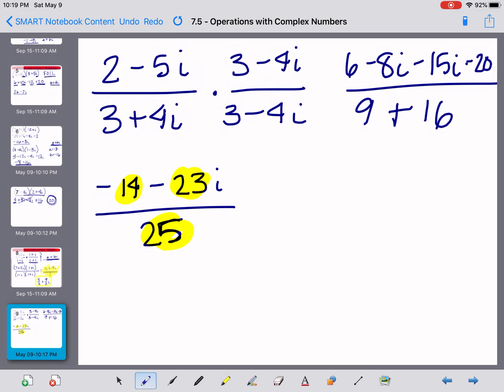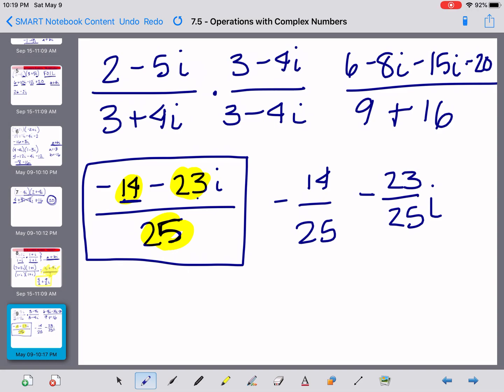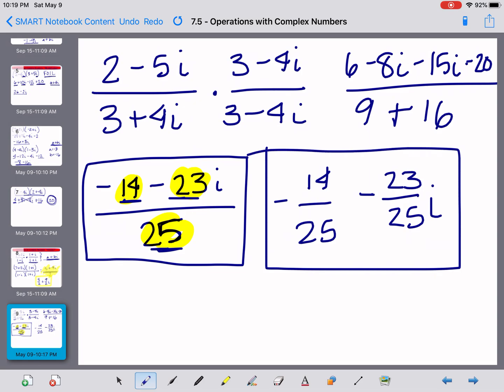But again, a bonus piece, if you wanted to rewrite this in the form a plus bi, I would simply put negative 14 over 25, and then that would be minus 23 over 25 i. For our intents and purposes, this would be just fine, just as long as these are all simplified. We'd have to look at all that and see. Sometimes this is a better visual to be able to see if everything's simplified. But both of these are acceptable.